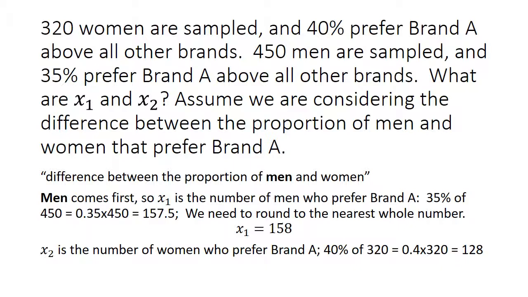So X1 is 158. X2, the number of successes in group 2, is the number of women who prefer brand A. 40% of the 320 women sampled prefer brand A. 0.4 times 320, X2 is 128.